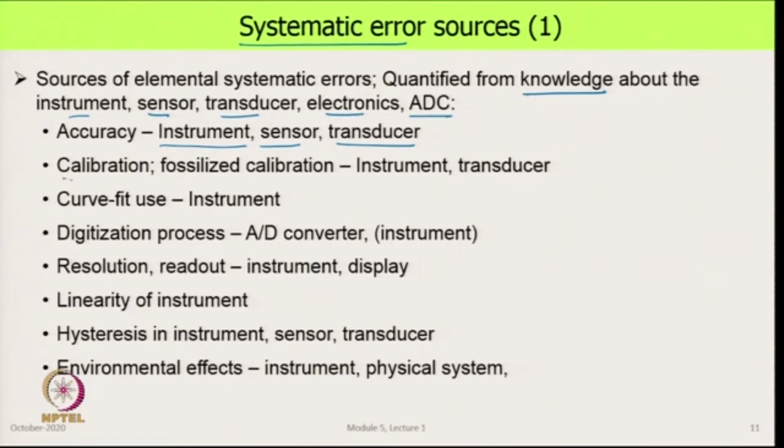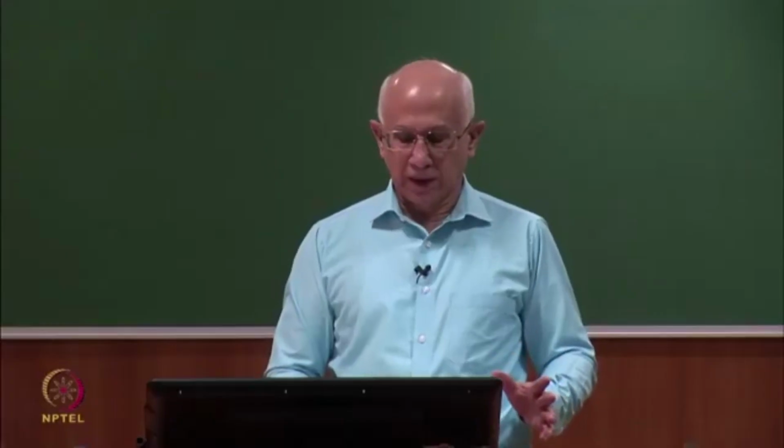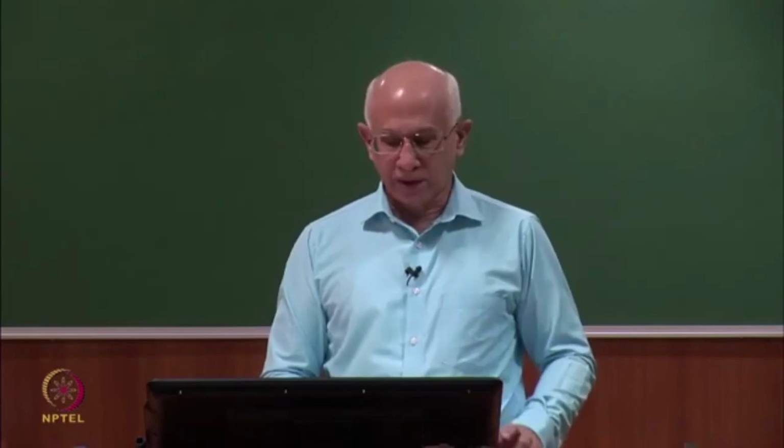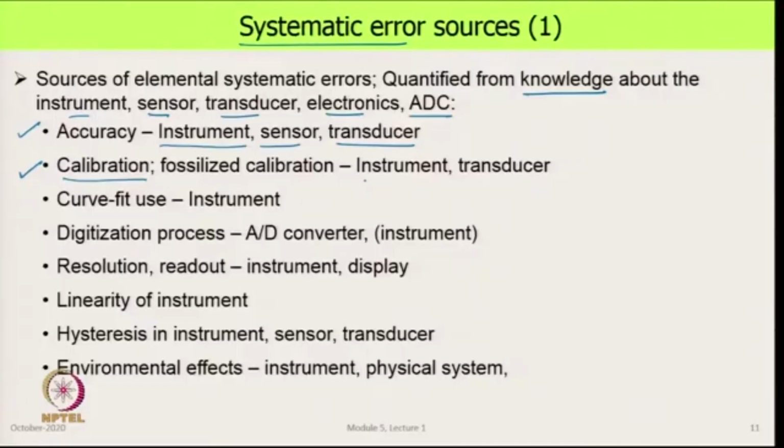Then we have issues of calibration. That means we see that for the same signal what our instrument has given, and for that same input what does a calibration instrument or a standard instrument give us, and then we make a correlation between those two. So, this we have to do for instruments and for transducers.